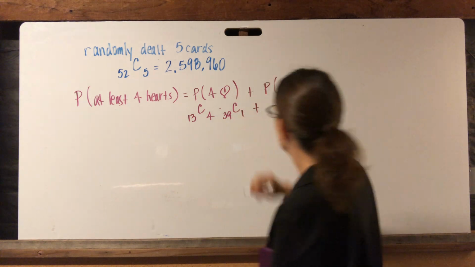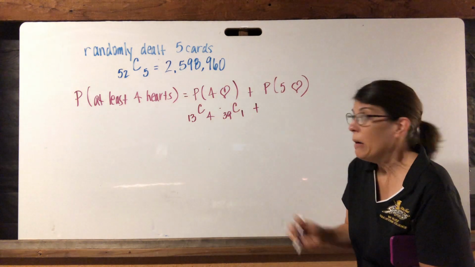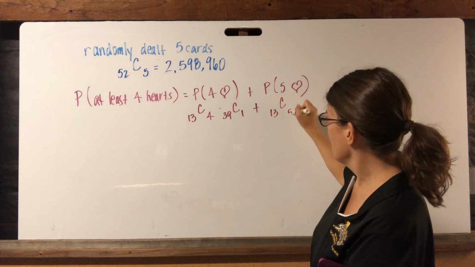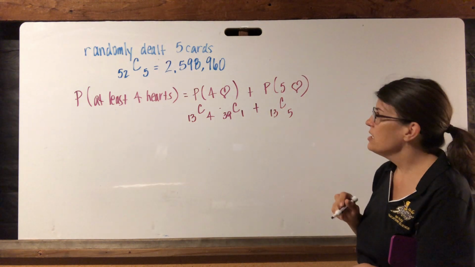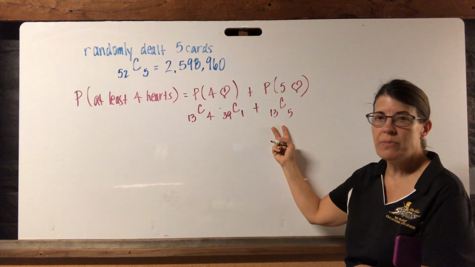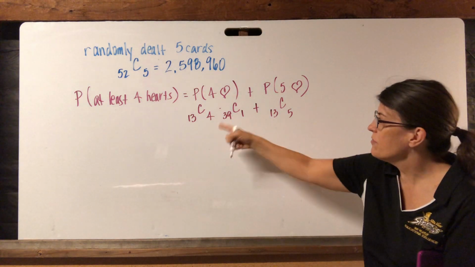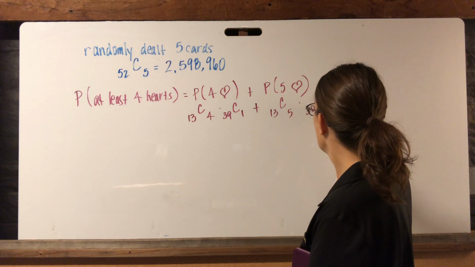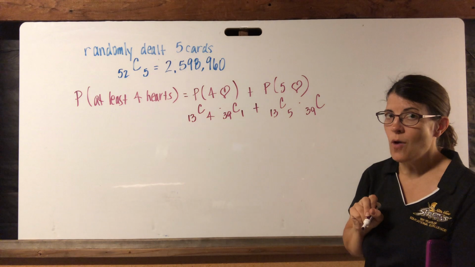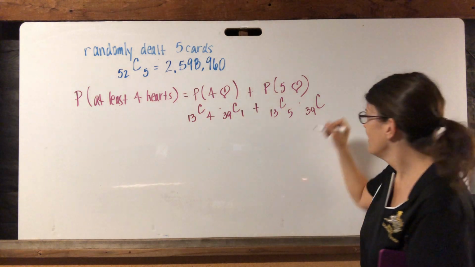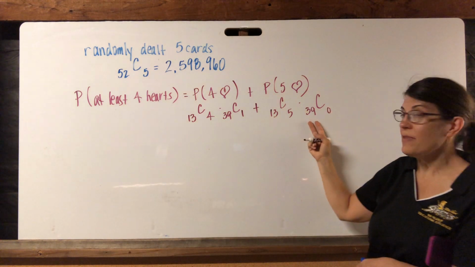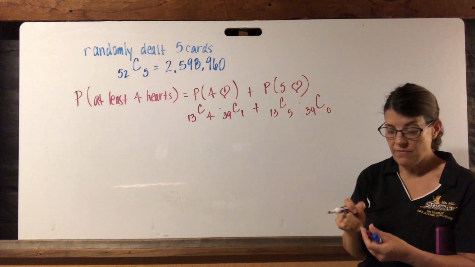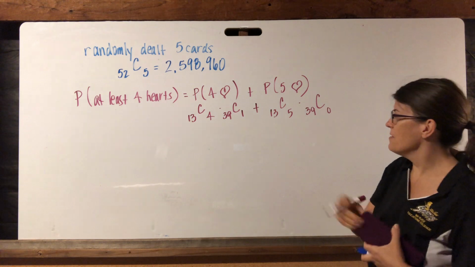Plus all 5 hearts, there are 13 hearts. How many do I want? Exactly, I want 5. This is supposed to add up. Remember 13, 39, I have 39 cards to choose from. How many more cards do I want? None. You do not need to write this. I'm showing you so that you can see 13 plus 39 is 52, and 5 plus 0 is 5.